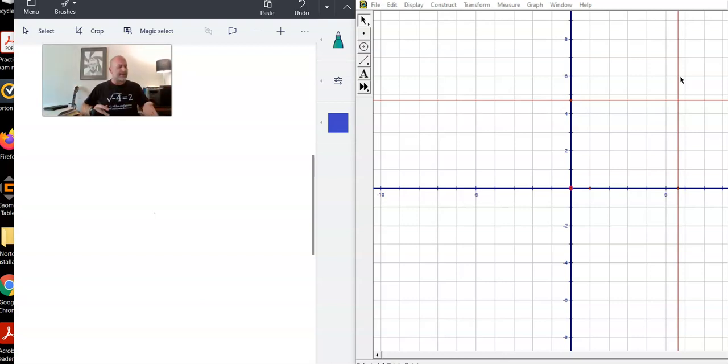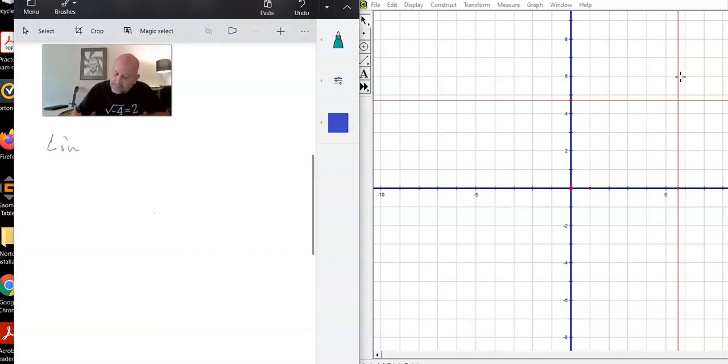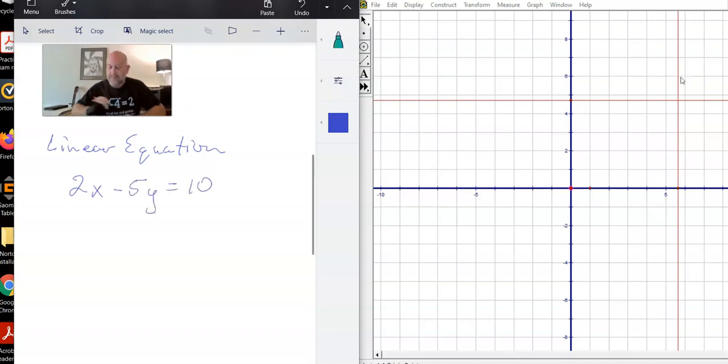So let's go ahead and take a look at this particular type of equation. This is a linear equation. And here's the equation that we're going to be messing around with, right? So here's the thing. There's probably some things you'll notice about this right off the bat.